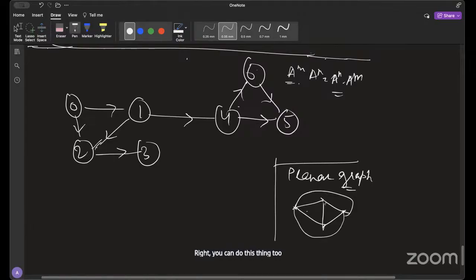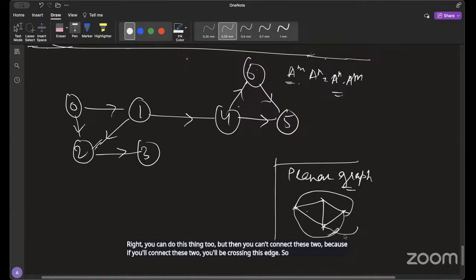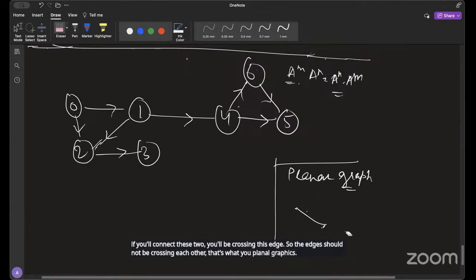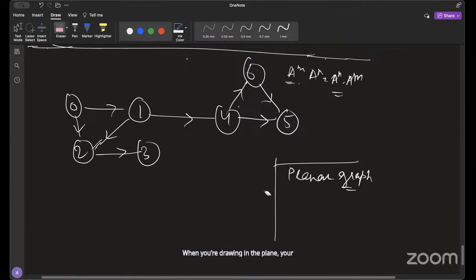But then you can't connect these two, because if you connect these two, you'll be crossing this edge. So the edges should not be crossing each other. That's all. That's what a planar graph is. When you're drawing in the plane, your edges should not be crossing each other.